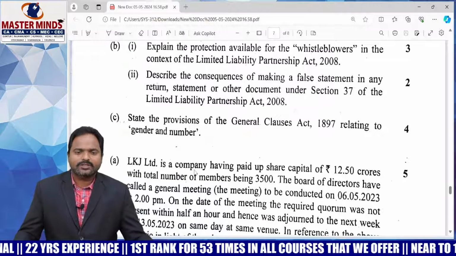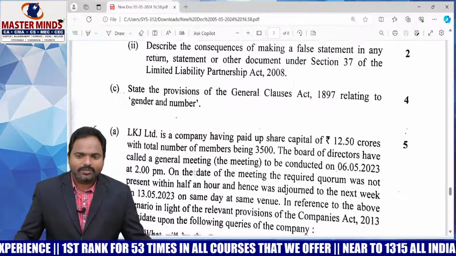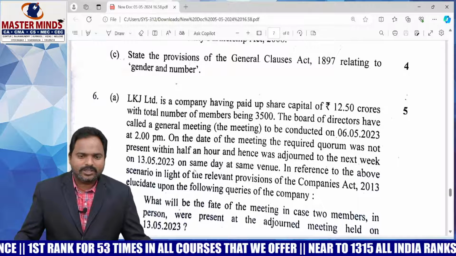And state the provisions of the General Clauses Act on gender and number. It is a straight question; this question is there in our material. Straight question, 4 marks. But your explanatory skills are being tested here.